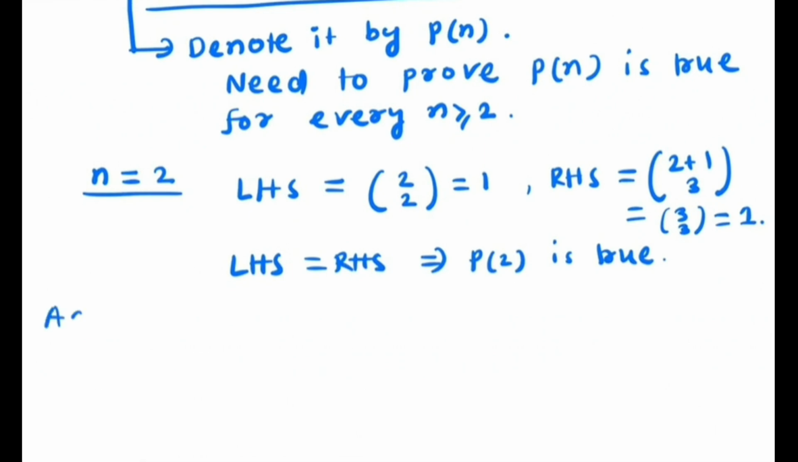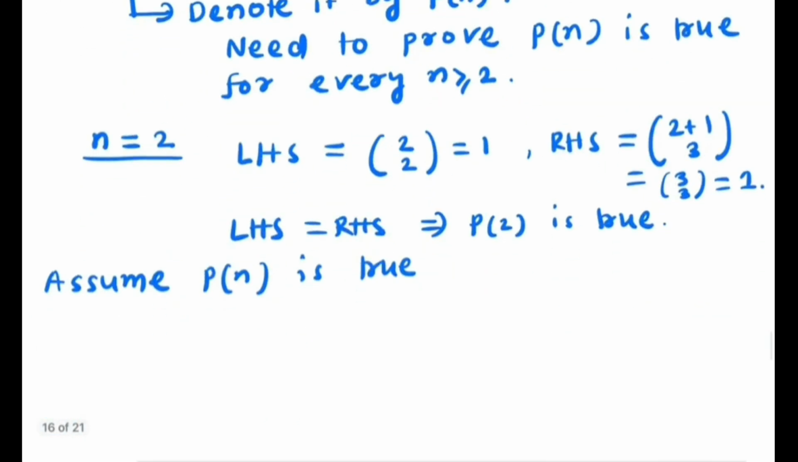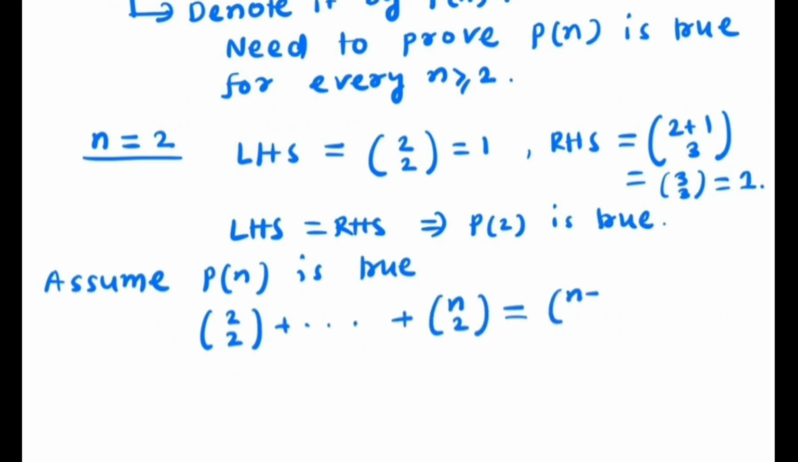Now we will assume P of n is true. So let us assume P of n is true. So what is P of n? It is 2 choose 2 up to n choose 2 is equal to n plus 1 choose 3. Okay. Now we need to prove. So what we need to prove?